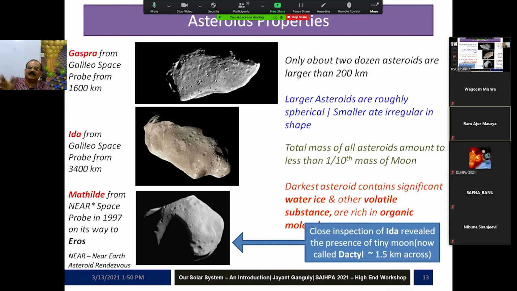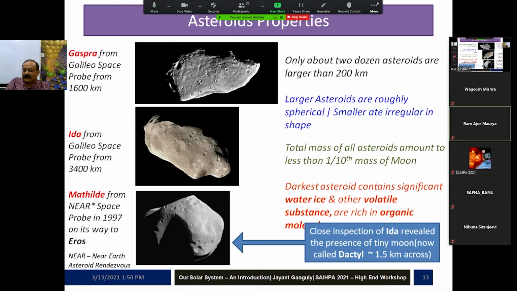You can see some other pictures of asteroids available here, like Gaspra. This was photographed by the Galileo spacecraft from a distance of around 1,600 kilometers. We see another photograph of Ida, which was also photographed by the Galileo space probe from around 3,400 kilometers away, and Mathilde from the NEAR spacecraft. It was photographed in 1997 on its way to Eros. It was a flyby process, meaning as it was flying by, it photographed this particular object.